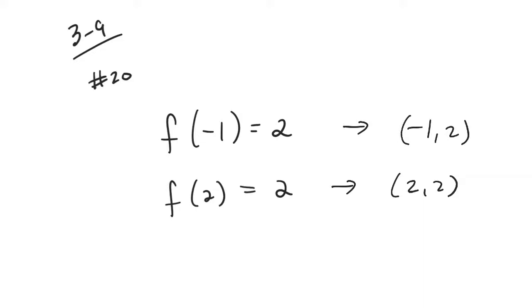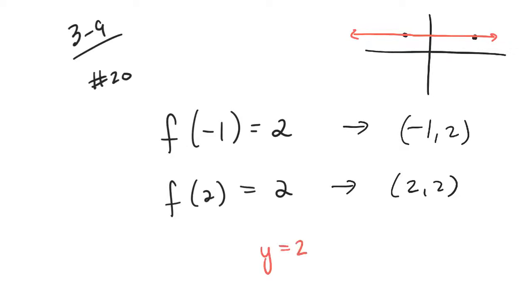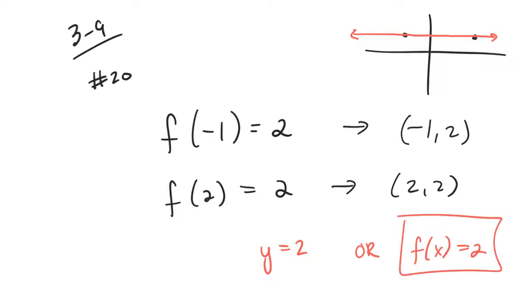This is a horizontal line. Picture it. Picture these two coordinates. Picturing helps a lot too, right? Negative 1, 2 is here, and 2, 2 is here. The only way to connect those two dots is with a horizontal line passing through the y-axis at y equals 2. So this equation is simply y equals 2, or in the proper form, f of x is equal to 2. It's one of our constant functions.